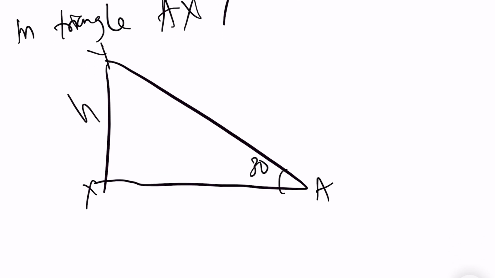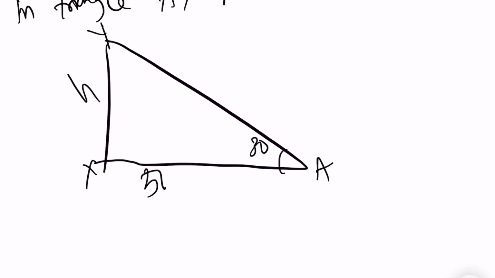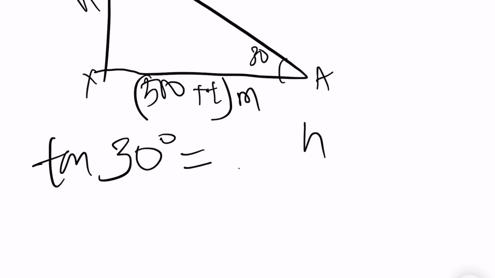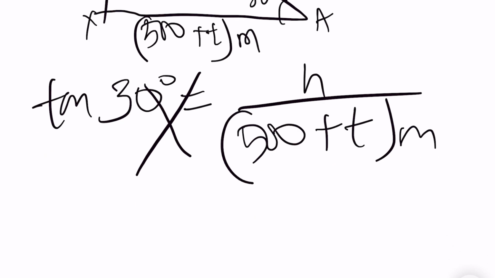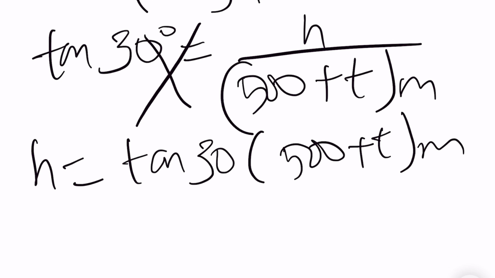In this place, let's represent BX as t. So AX will now be 500 plus t meters. Now we have tan 30 degrees equals h over 500 plus t meters. Cross multiplying, h equals tan 30 times (500 plus t) in meters, which is our equation 1.